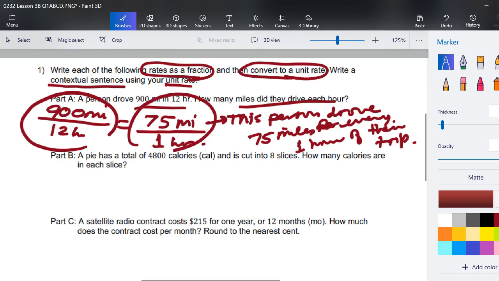Let's keep going. Looking at part B, a pie, yay, has a total of 4,800 calories in the whole pie, and it gets cut into 8 slices. How many calories are in each slice?